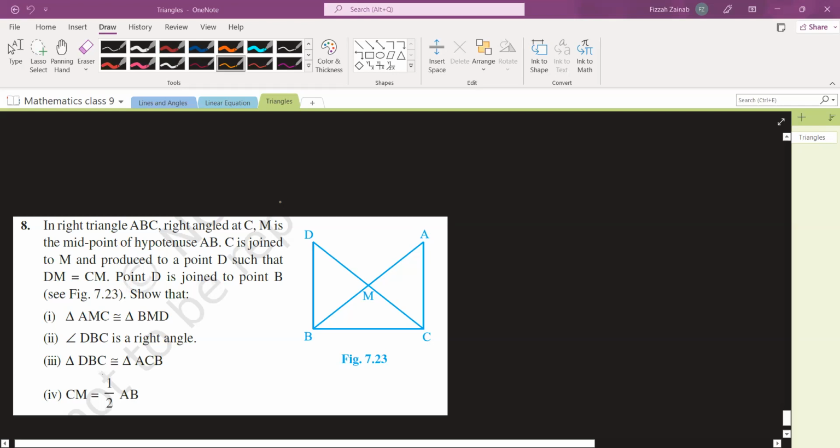So we were doing exercise 7.1, right? Yes, ma'am. Okay, so up till the 7th question we have done. This is the 8th question now. In the right triangle ABC, right angle at C. So this is a right, that means 90-degree angle. M is the midpoint of the hypotenuse, right? Now, which is the hypotenuse? AB, correct?